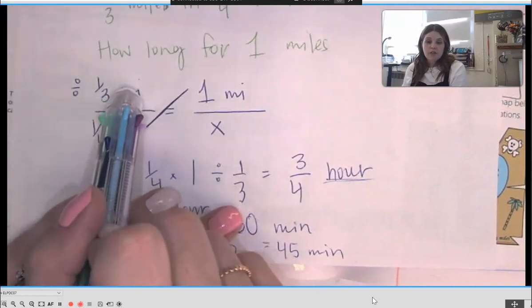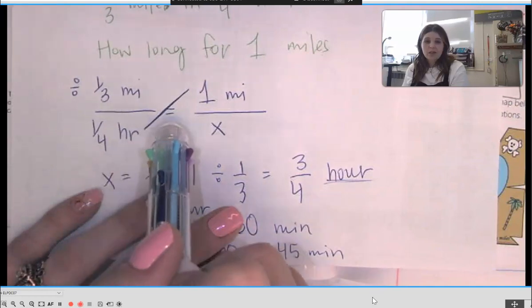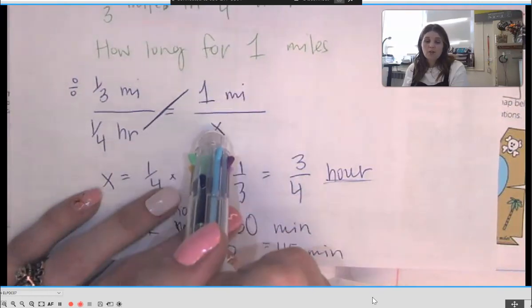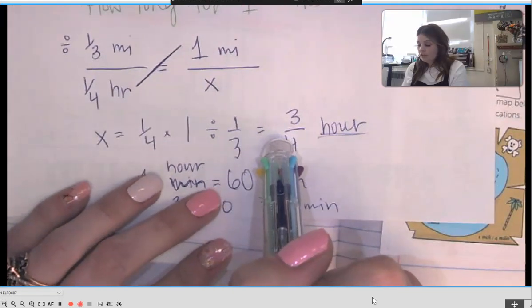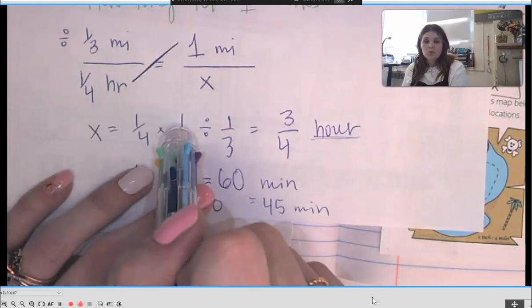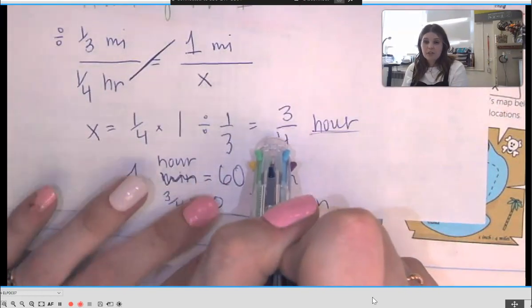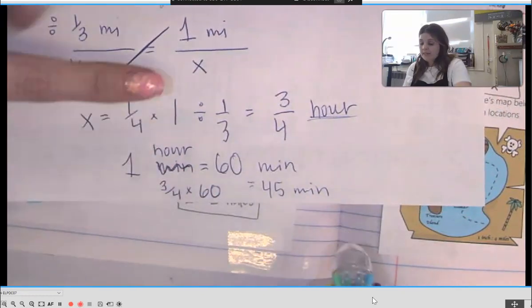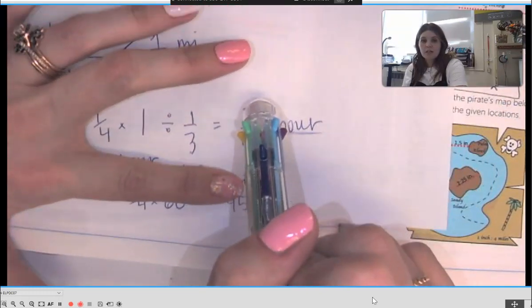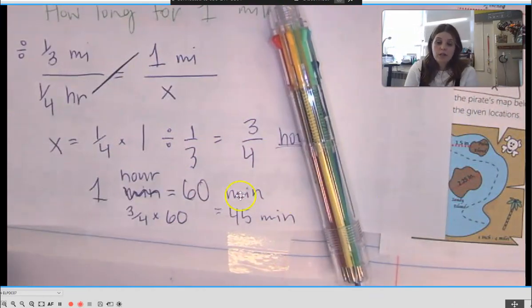Instead of 1/3 here, you're going to put 1/4 mile over 1/6 hour equals 1 mile over x. You're going to plug this into your calculator. 1/6 times 1 divided by 1/4, and it's going to give you a fraction. Whatever fraction you get here, you need to multiply it by 60 minutes, and that is what you enter in for your answer. Hopefully that helps.